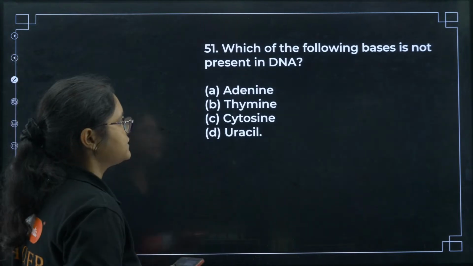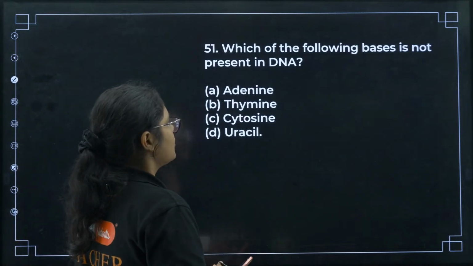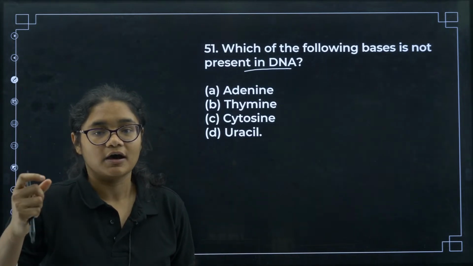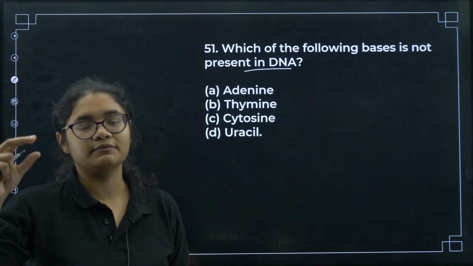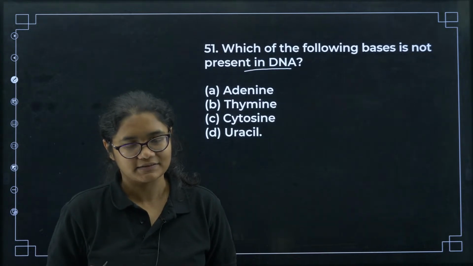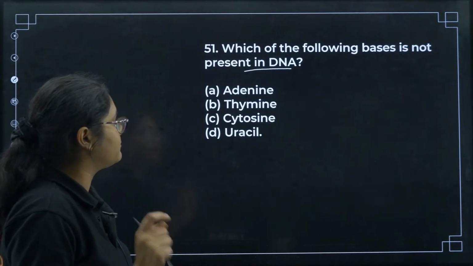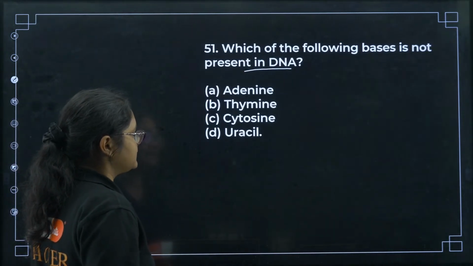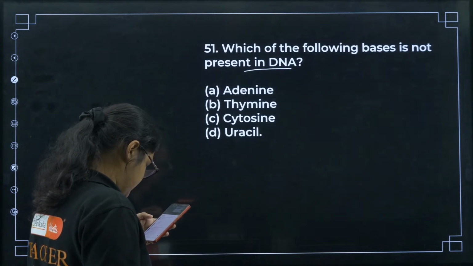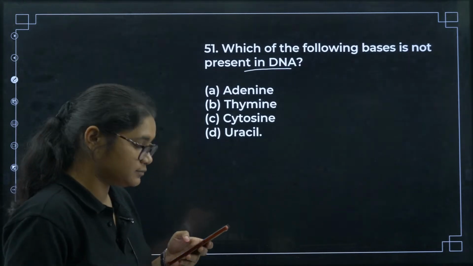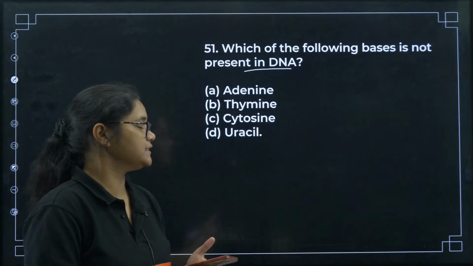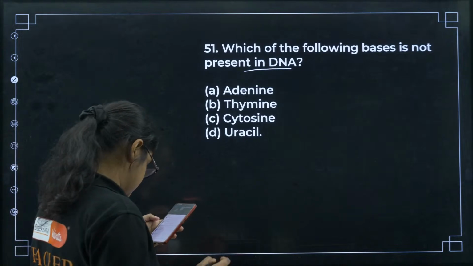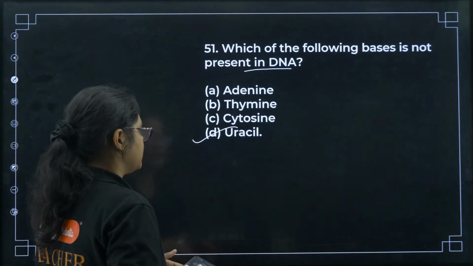Moving to 51 question, which of the following bases is not present in DNA? You know DNA is a nucleic acid which has sugar, phosphate group and a nitrogenous base, right? So which of the following bases is not present in DNA? Is it adenine, thymine, cytosine or uracil? This is a very simple question, an easy question. Yes, I want a quick answer on this. Yes, Ravana is correct. Uracil is present in RNA.